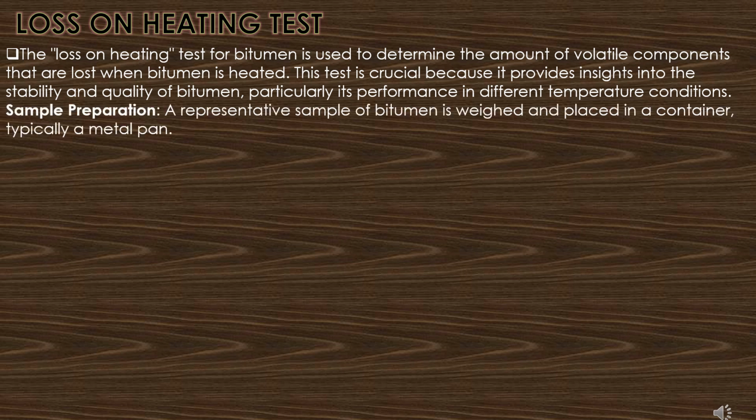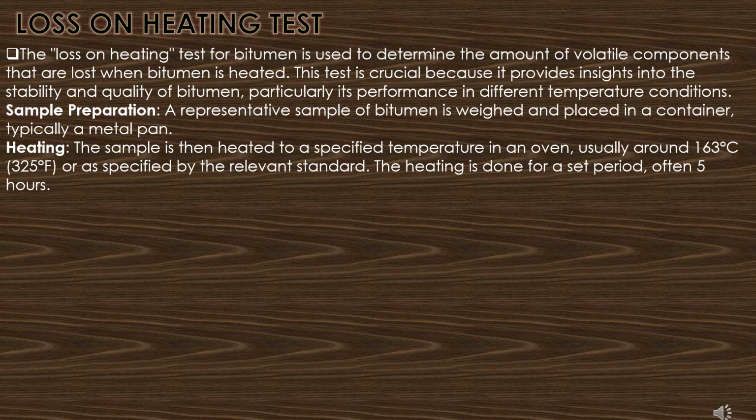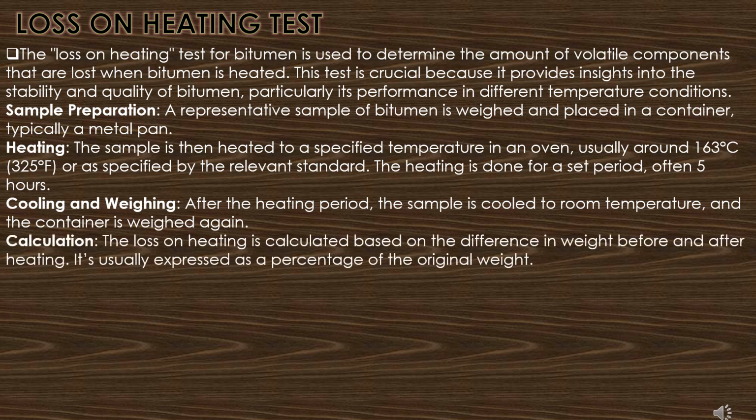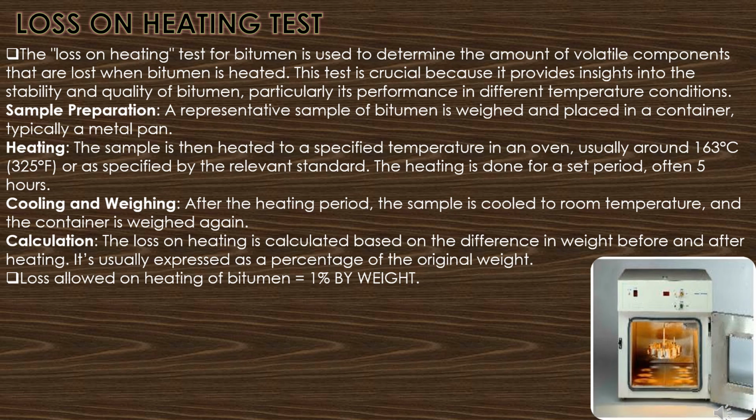Sample preparation: a representative sample of bitumen is weighed and placed in a container, typically a metal pan. Heating: the sample is then heated to a specific temperature in an oven, usually around 163 degrees centigrade, as specified by the relevant standard. The heating is done for a set period, often 5 hours. Cooling and weighing: after the heating period, the sample is cooled at room temperature and the container is weighed again. Calculation of loss: the loss on heating is calculated based on the difference in weight before and after the heating. It is usually expressed as a percentage of the original weight. The allowable percentage of heating loss is 1% by its weight.